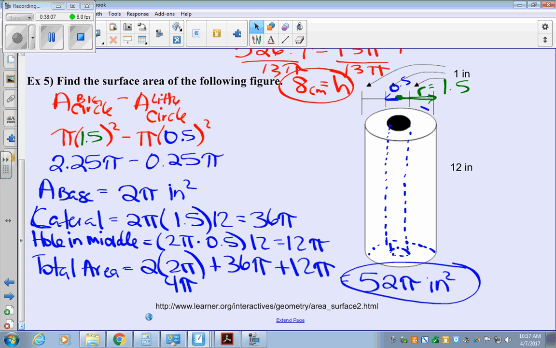So sometimes you just need to think logically about it. I'll leave that up for a second while you guys finish writing. Any questions on this problem? We found the area of each of the bases, the lateral area, hugging it around, and the area of the burrowed out inside.